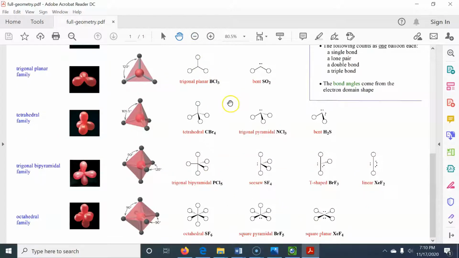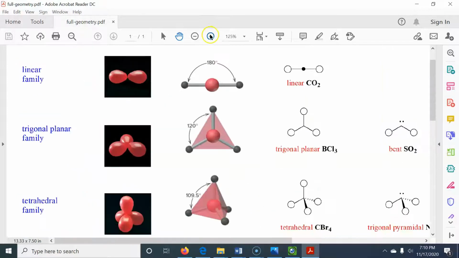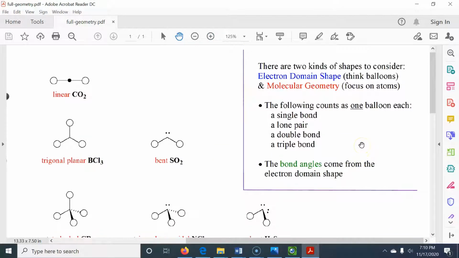I know we don't have Lewis structures drawn yet, but you notice that if the central atom has no lone pair, the electron domain shape and the molecular geometry are identical. So when you have a lone pair, that's when you have a different molecular geometry than the electron domain shape. So I've summarized a couple of those points here in the upper right corner.